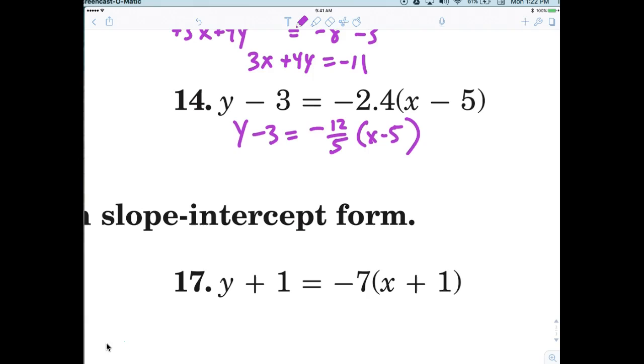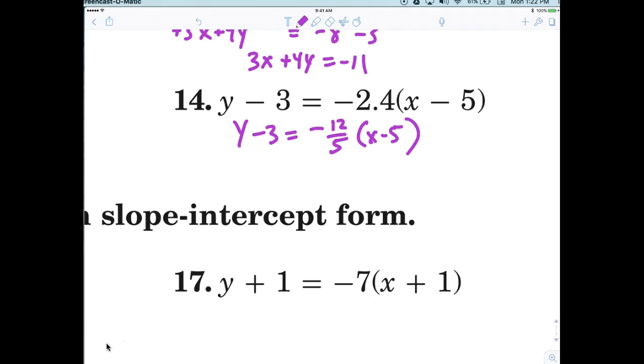Did I skip 13? Well, that's all right. We'll do 14, then I'll go back. Thank you for that. Does everybody understand how I got 12/5, right? Come on, you just put 24 over 10 and reduced it. I'm expecting you to be able to do 24 over 10 in your head.